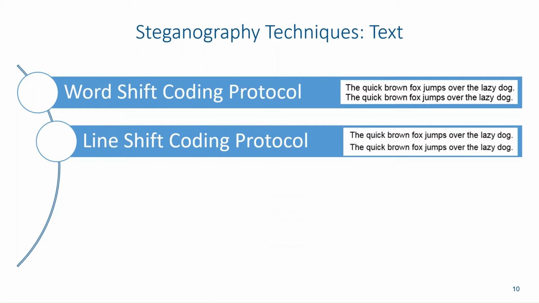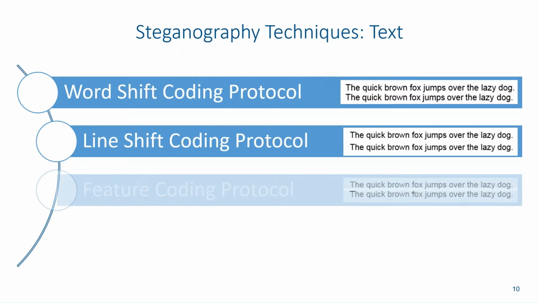The next technique is the line shift coding protocol. As you can see, between the first example, the word shift coding protocol, and this example, there's more spacing between the lines. So this is another example of how to hide our data inside of that extra spacing.